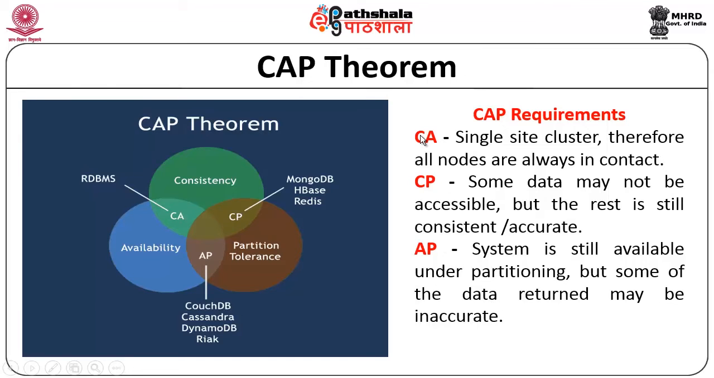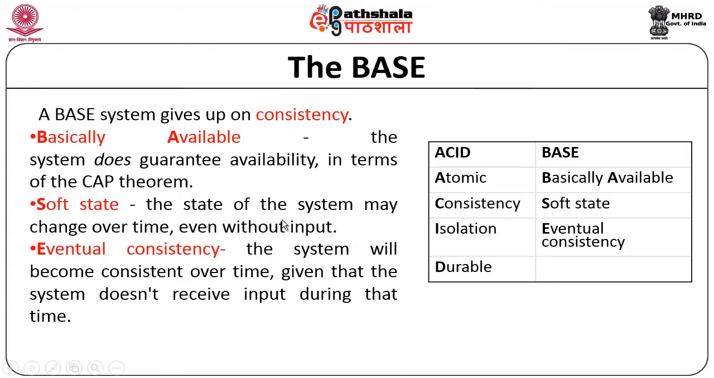According to the NoSQL databases satisfying these criteria, different types of NoSQL databases come into the picture. For example, RDBMS is closely related to consistency and availability of data. NoSQL databases like MongoDB, HBase and Redis are associated with consistency and partition tolerance. Other NoSQL databases like CouchDB, Cassandra, DynamoDB and Riak are associated with availability and partition tolerance. So, this diagram indicates various types of CAP requirements and the types of NoSQL databases that satisfy these CAP requirements.